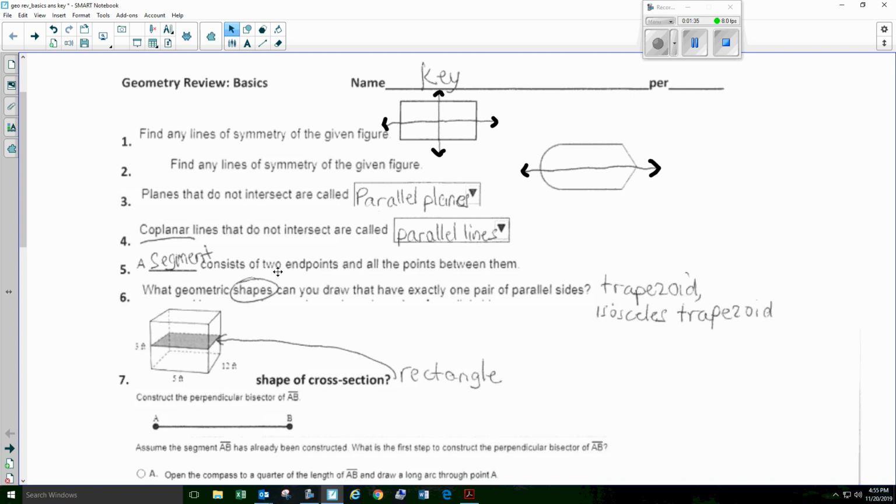A segment consists of two endpoints and all the points between them. Heck, I even think I saw that on the DCAS. I couldn't believe how easy of a question that was when people were missing that.